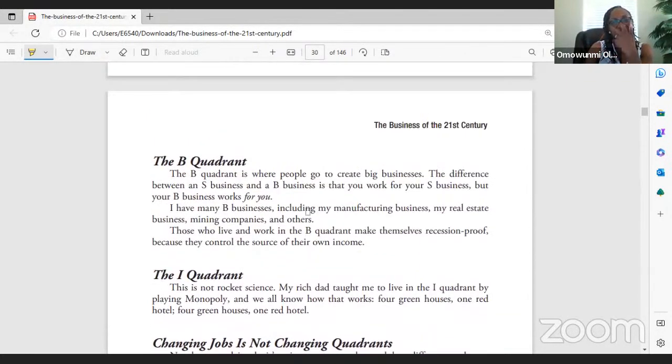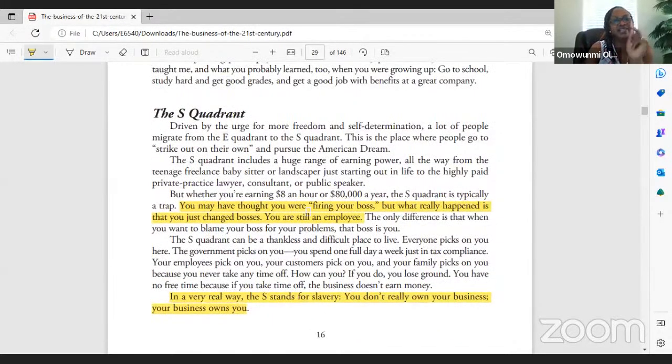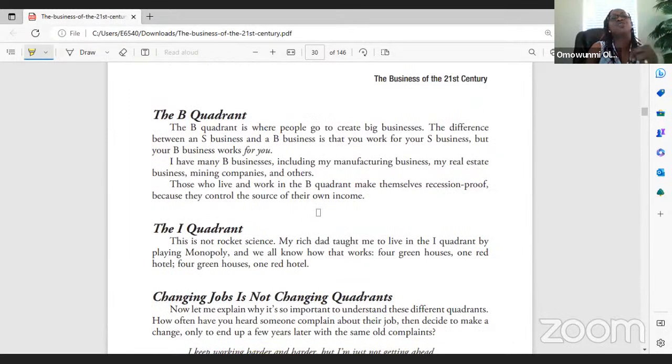So the best place to be is in the B quadrant. That was the S quadrant, but now in the B quadrant, you are an employer of labor. You have the business, but you have other people doing the business for you. A network marketing professional falls into this quadrant. You are a business owner because you're building a team and you are leveraging on the efforts of everybody on that team. That is why network marketing is the business of the 21st century.